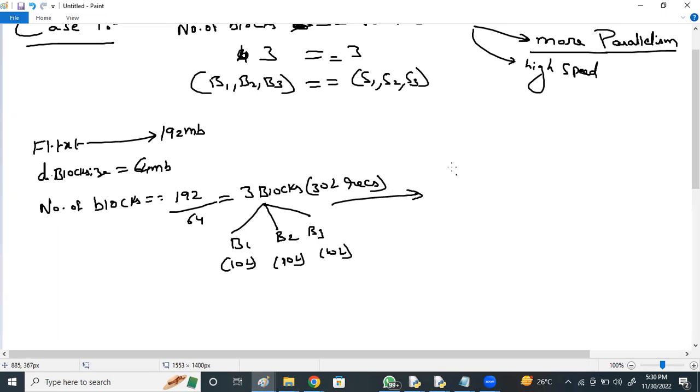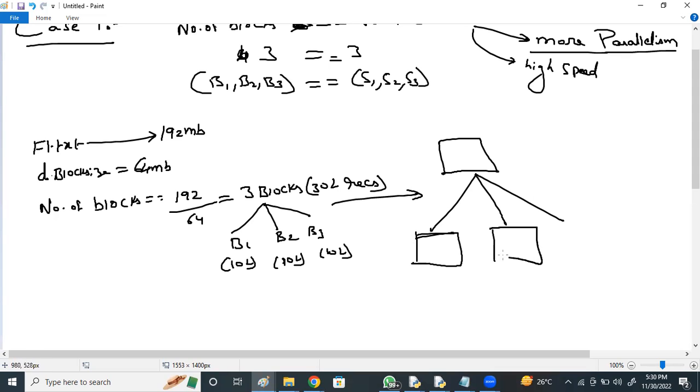How is this data going to be stored within? This is the master. These are the slaves: slave 1, slave 2, slave 3. Within these, we have some processes running within the slaves called data nodes.